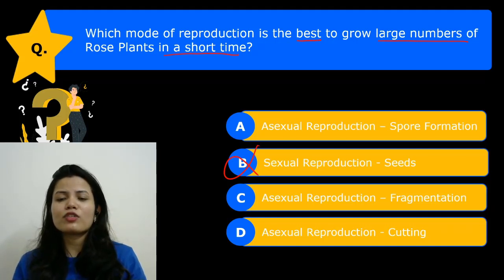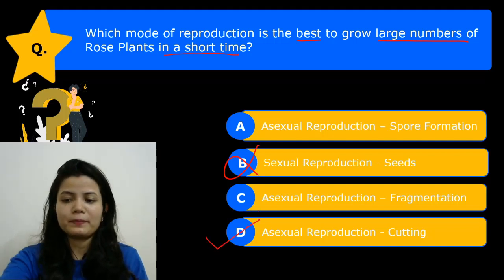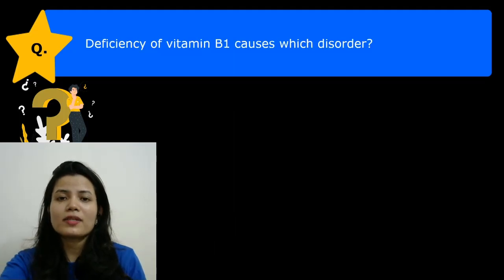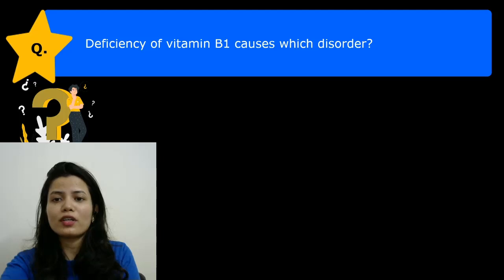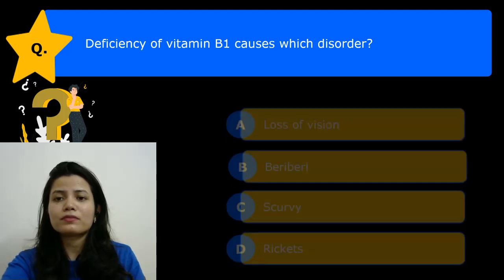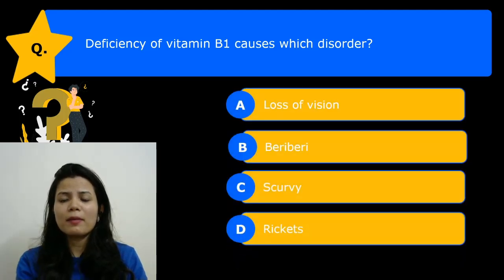Next is asexual reproduction by cutting. Yes, this is the best way to grow a large number of rose plants in a short time. Now, the next question is: deficiency of vitamin B1 causes which disorder? The options were loss of vision, beriberi, scurvy or rickets.